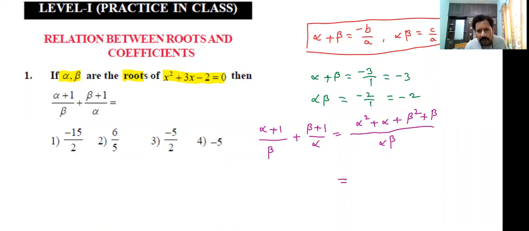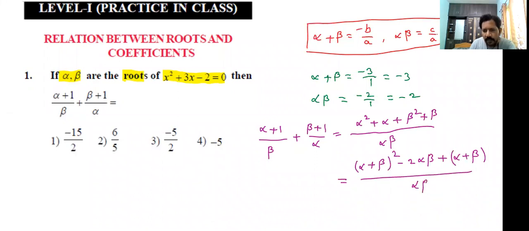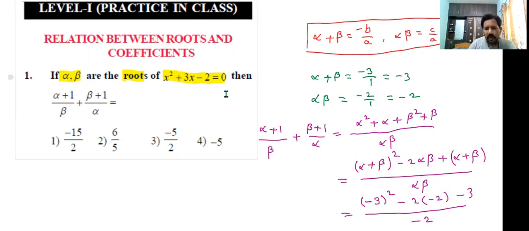What is the alpha square plus beta square formula, students? That is alpha plus beta whole square minus 2 alpha beta, plus again alpha plus beta is there, divided by alpha beta. Substitute the values. Alpha plus beta means minus 3 whole square, minus 2 into alpha beta, minus 2, plus alpha plus beta, minus 3, divided by minus 2.